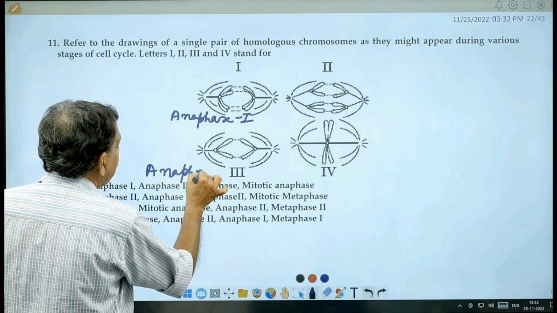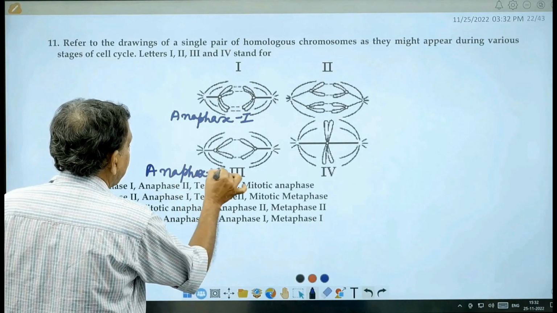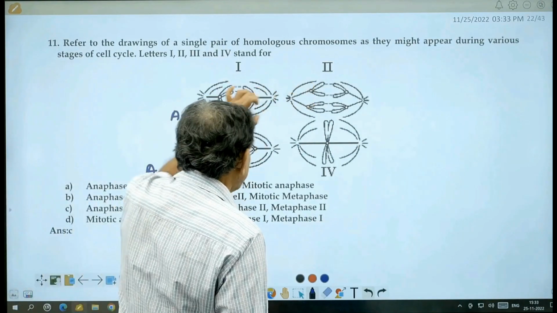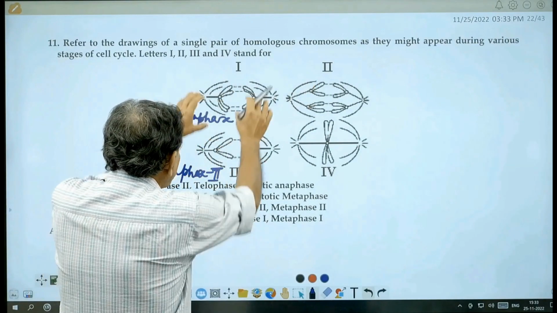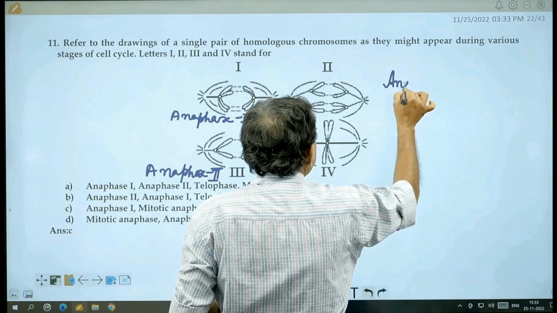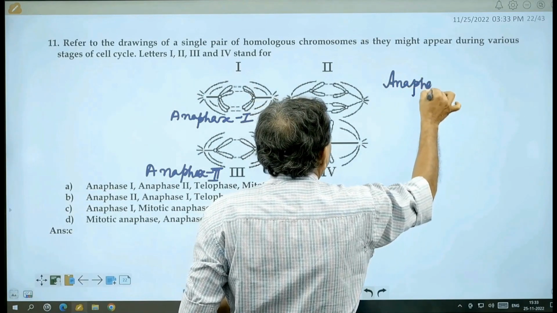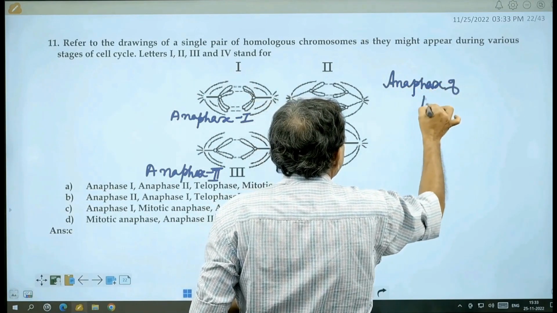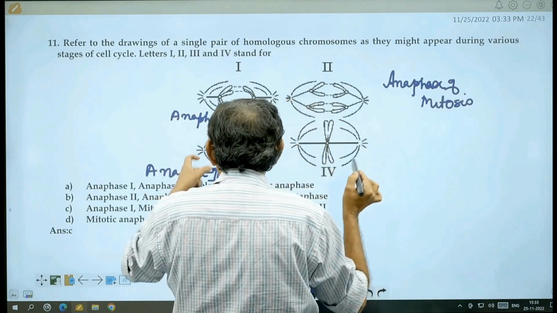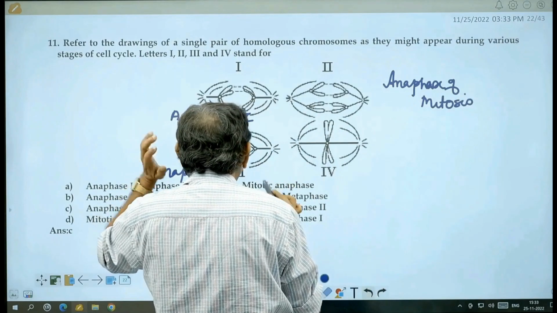Anaphase, because now there is single chromatid separation. Here also single chromatid separation. This is a similar type of cell. This is anaphase of mitosis. We are saying anaphase 1 and anaphase 2 indicate mitosis.